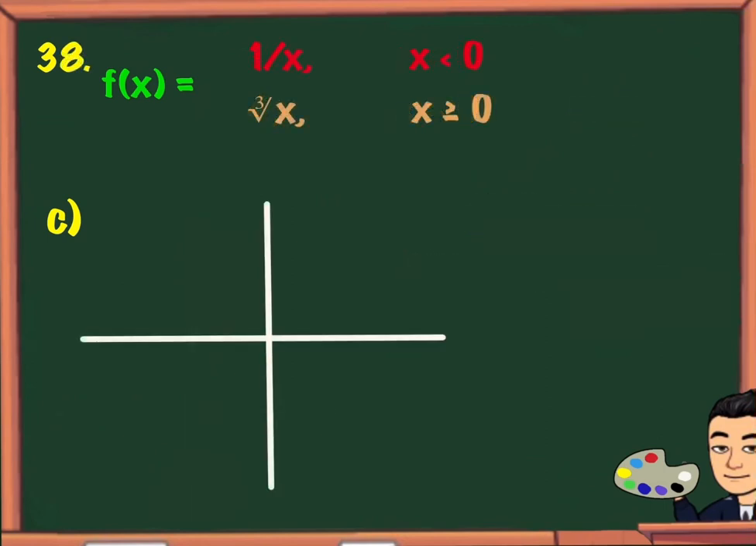Let's take a look at number 38. So I'm going to go ahead and graph 1 over x. This is how it looks like. So for the interval where x is less than 0, we're going to erase the curve in quadrant 1. Now let's go ahead and look at the second function, cube root of x.